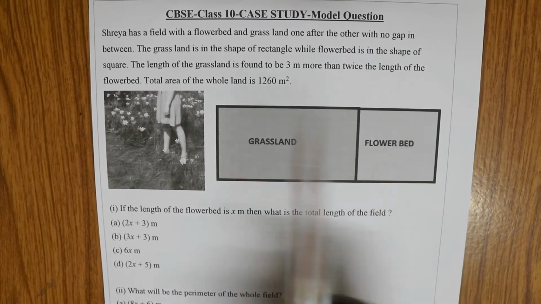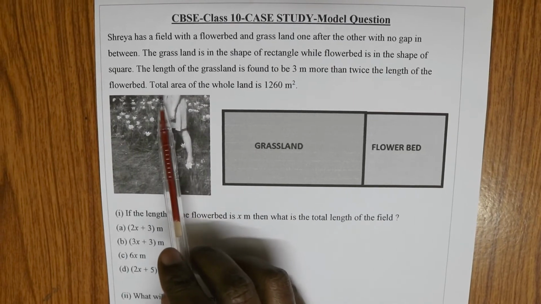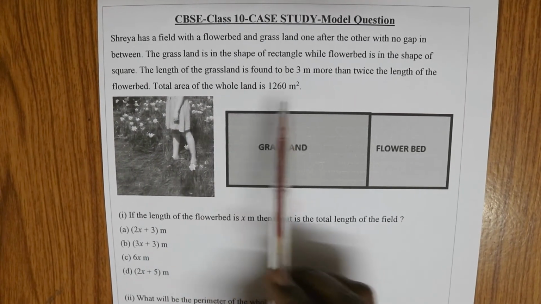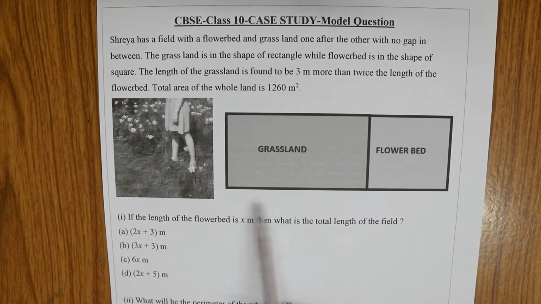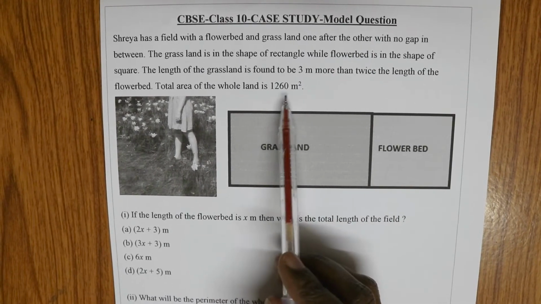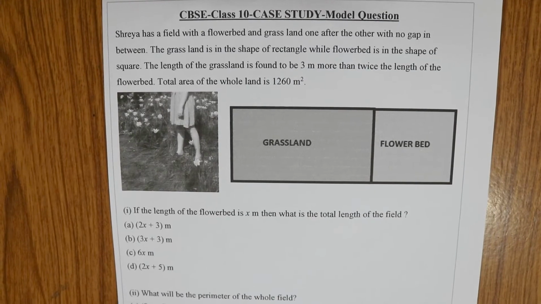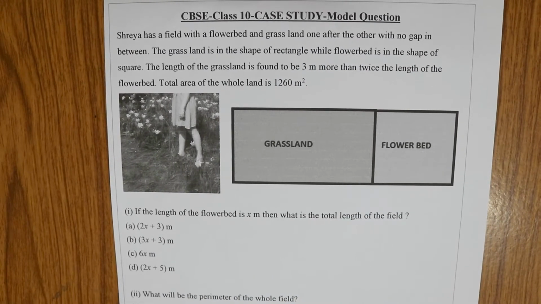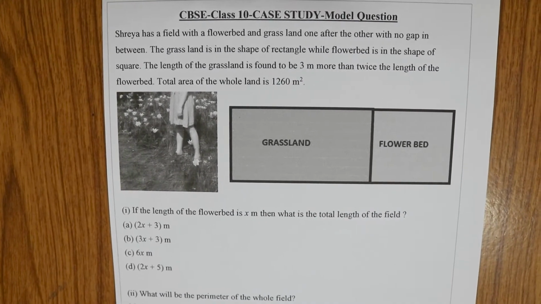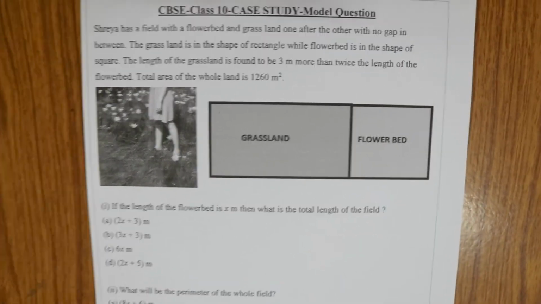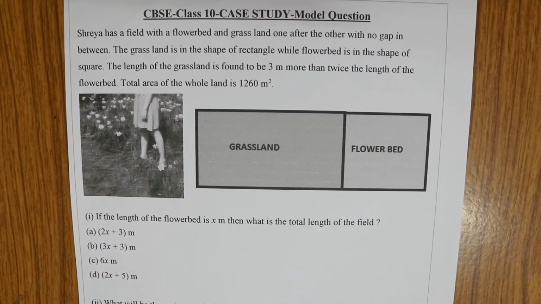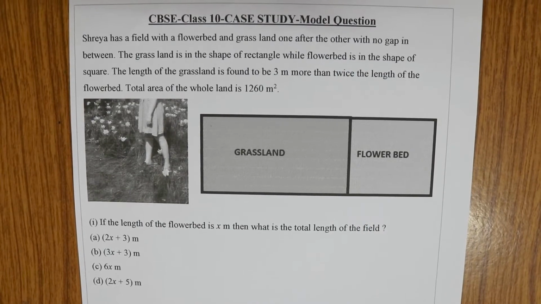Now what else have they given? They've given the total area of the whole land, this entire land, as 1260 square meters. It is square meters because it is area. When you look at this particular model, you can guess that this is from the areas lesson, so this can be used for both class 9 and class 10.